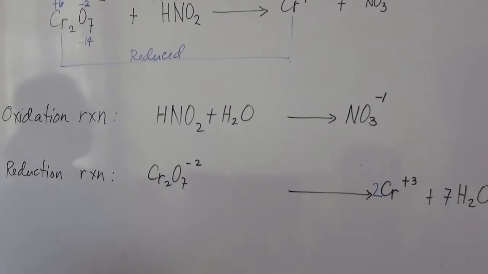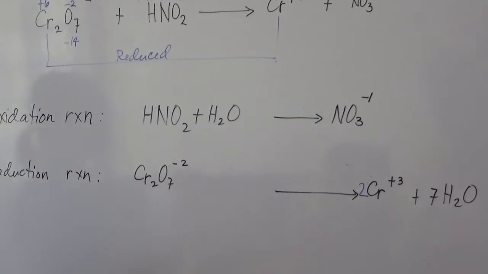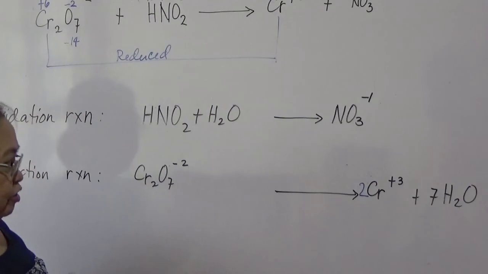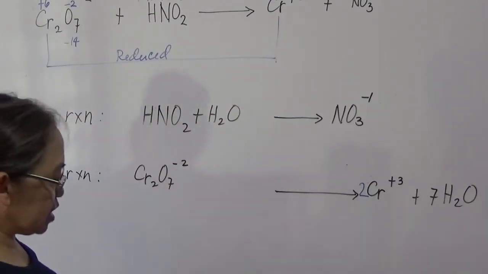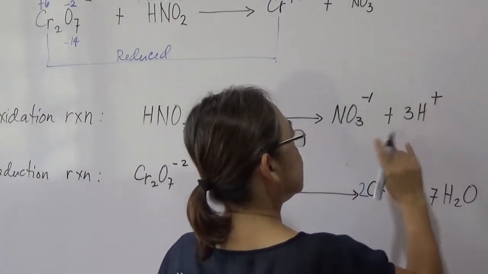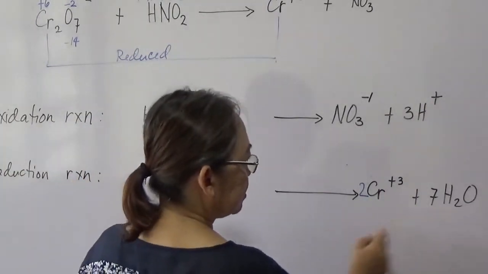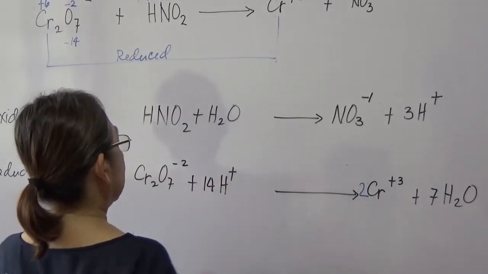Once done, next that you're going to balance is the hydrogen by adding hydrogen ion. Okay? Balance first oxygen by adding water. Then you balance hydrogen by adding hydrogen ion. So how many hydrogen here? You have 1 plus 2, 3. So therefore, we are going to add 3 hydrogen ion on the other side of the equation. Here we have 14 hydrogen. So we will add here 14 hydrogen ion.